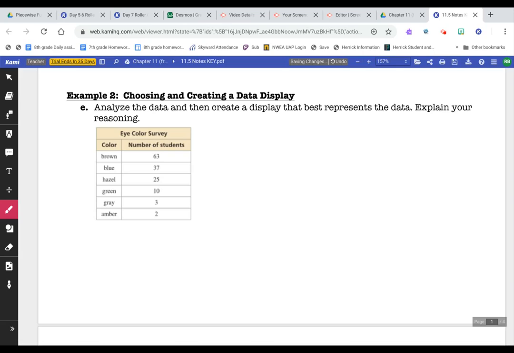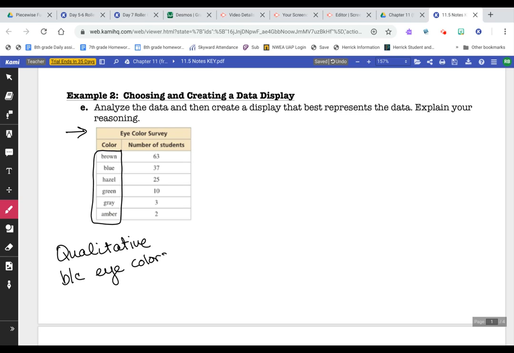Example 2, we're going to be choosing and creating a data display. So the first thing, we're going to analyze the data and then create a display that best represents the data. We're going to explain our reasoning. So first, we have to see what they're talking about. And we have a survey of different students asking what their eye color is. These different colors that they fill out would be categories. So this is qualitative data because eye colors are categories, not numerical.